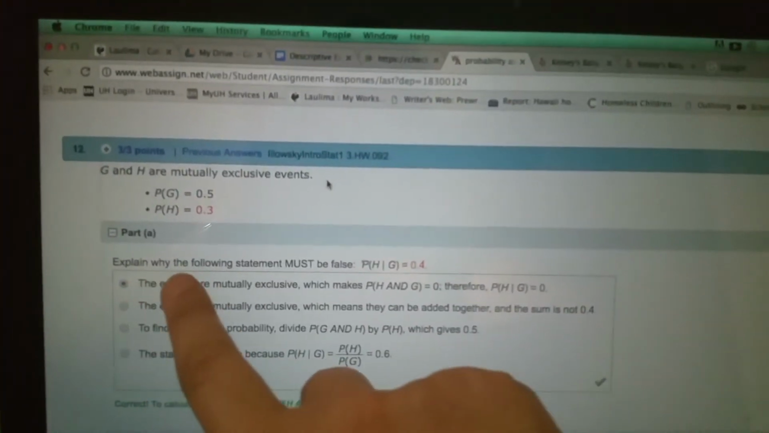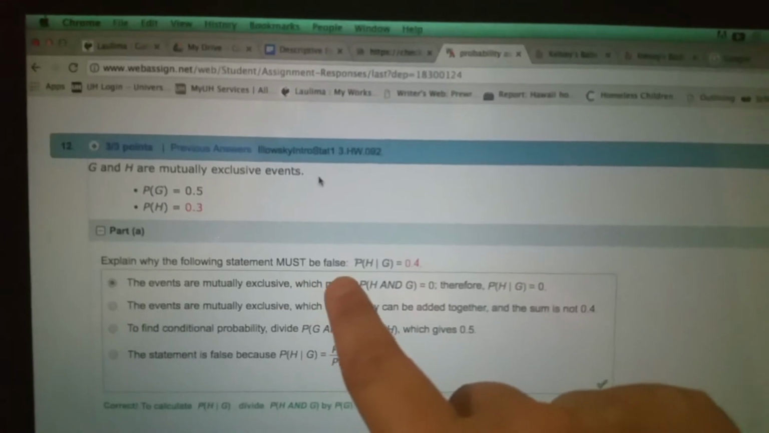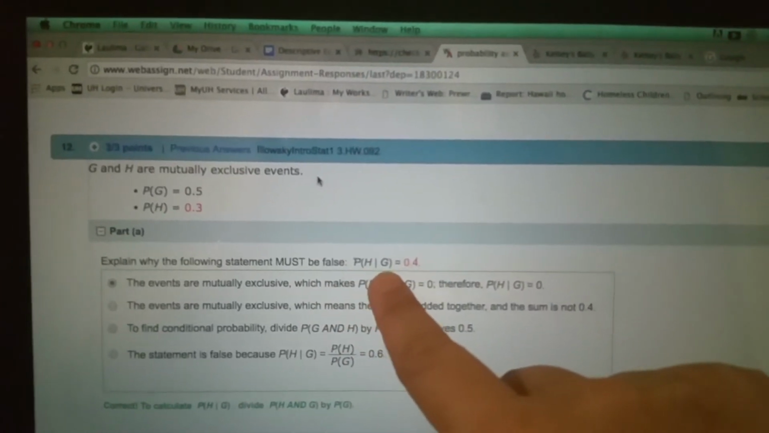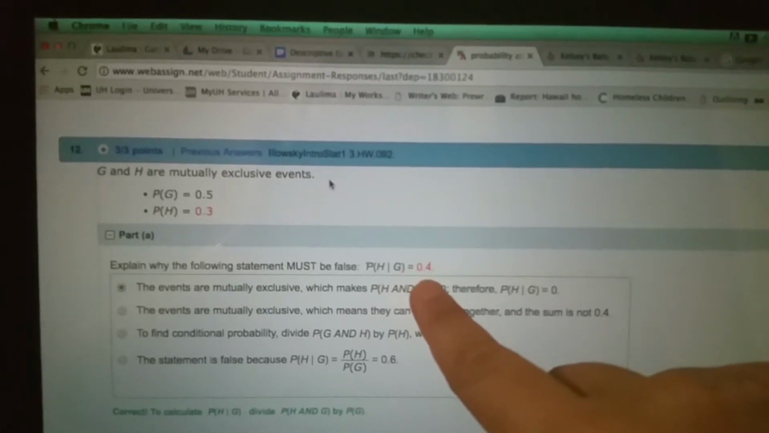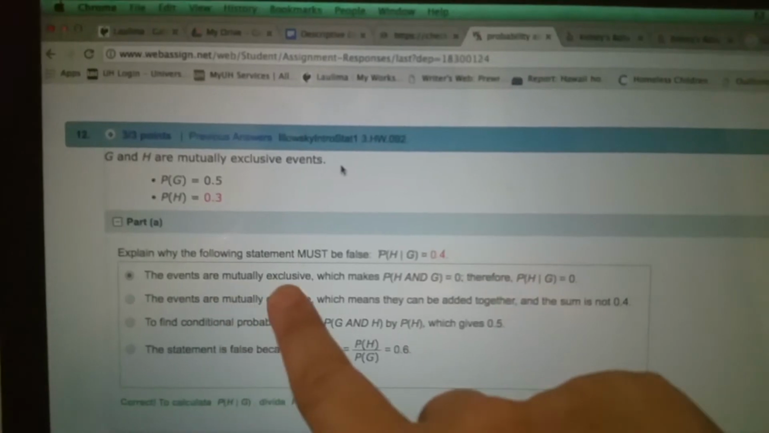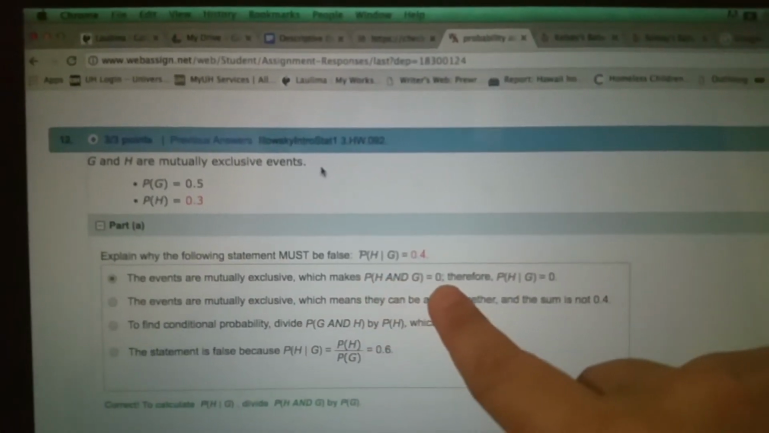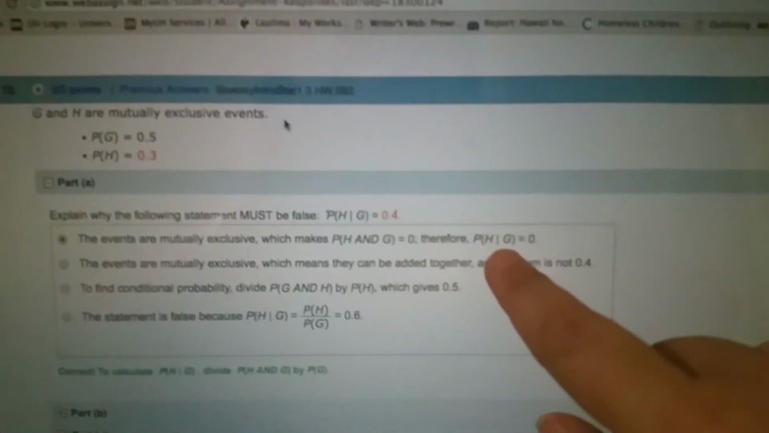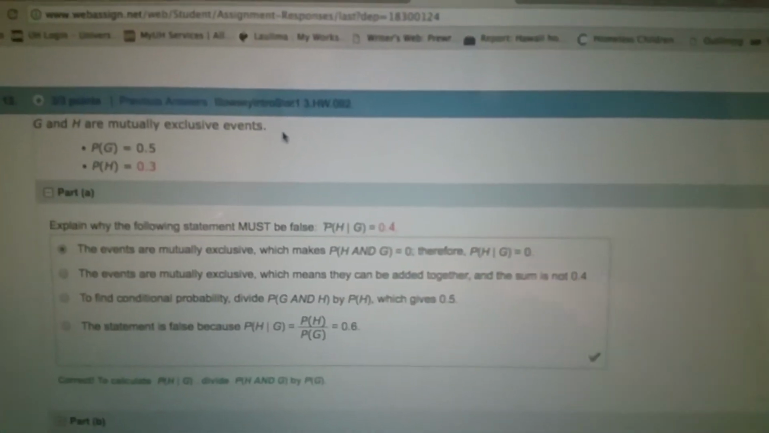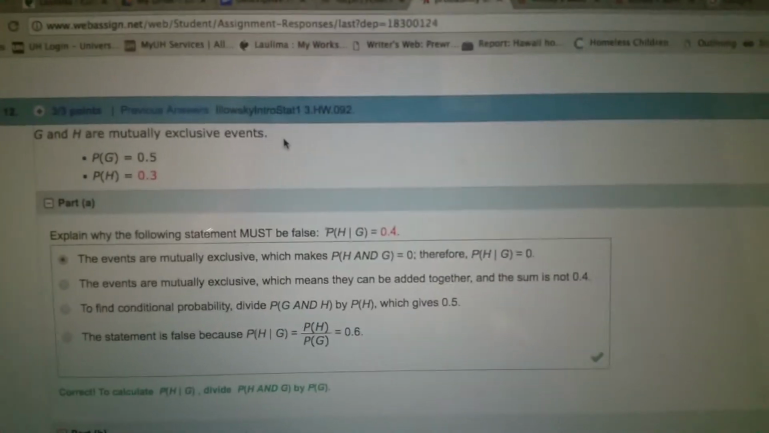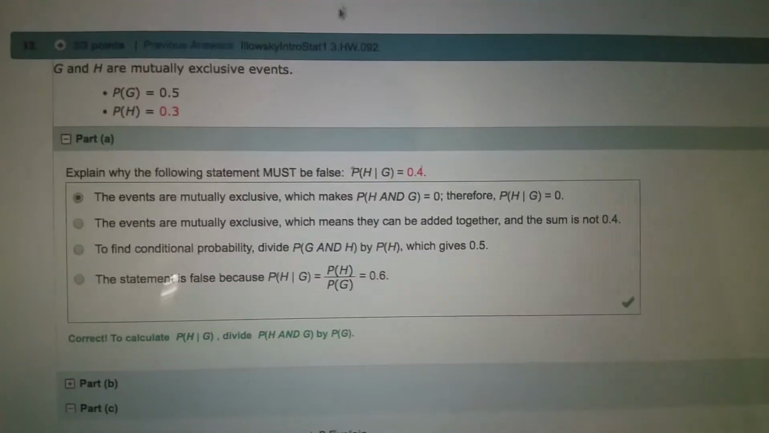Okay, now let's go. Explain why the following statement must be false. The probability of H given G equals 0.4. Okay, so the events are mutually exclusive, which means probability of H and G equals 0. Therefore, probability of H given G is going to equal 0. It's mutually exclusive. It's got to equal 0. Okay, so we know that that's got to be the statement that's true.